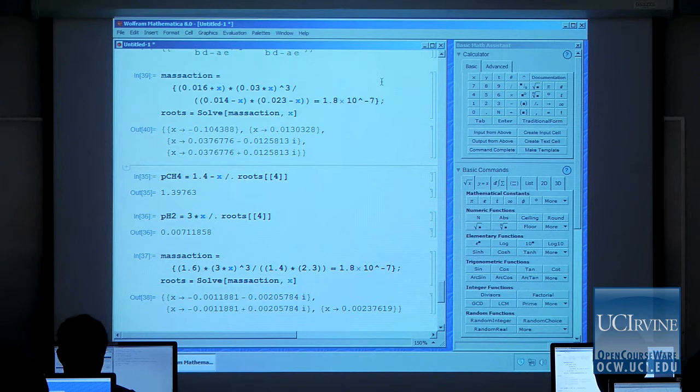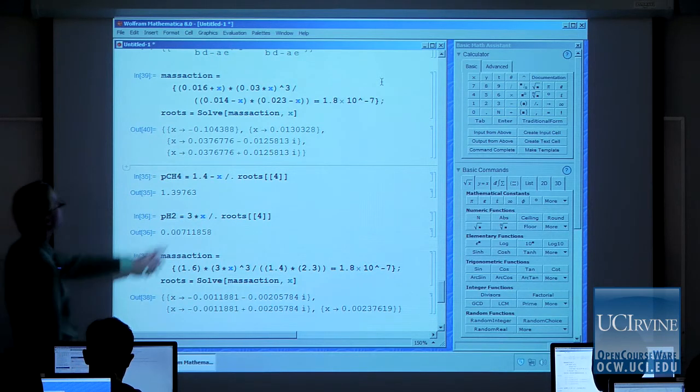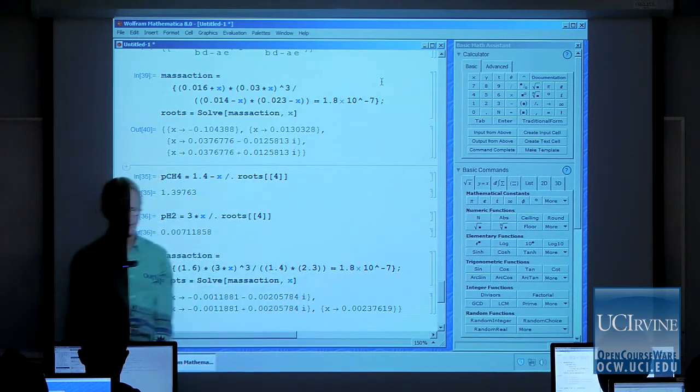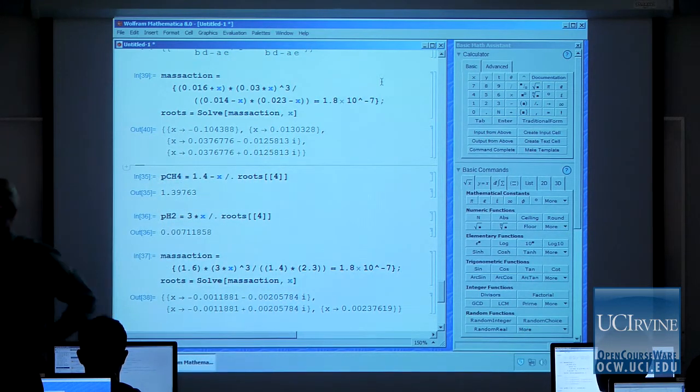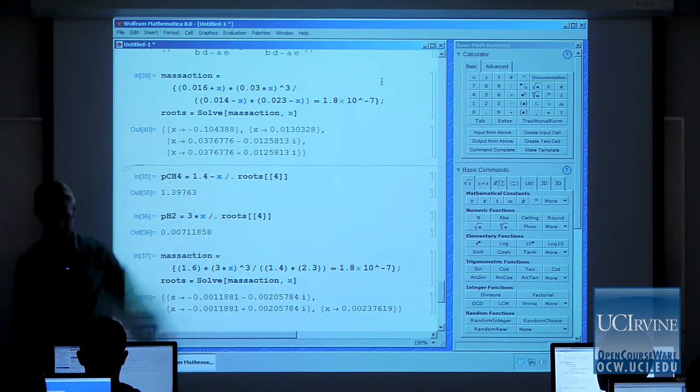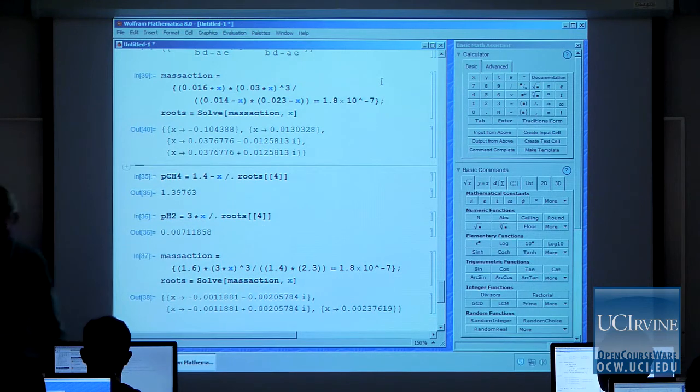All right, and now you see the root that corresponds to the answer we seek is this one, which is 0.013. And I think you would agree with me that that is no longer negligible compared to the initial values. All right? So in that case, the approximation wouldn't work.